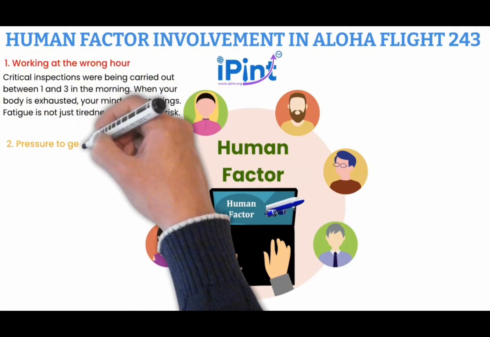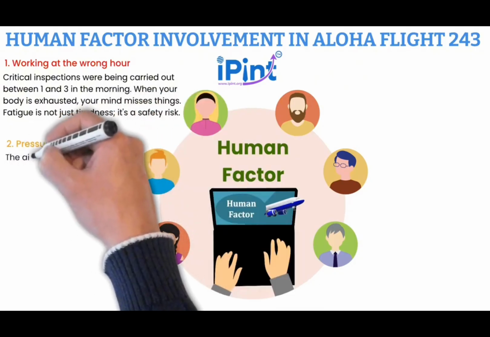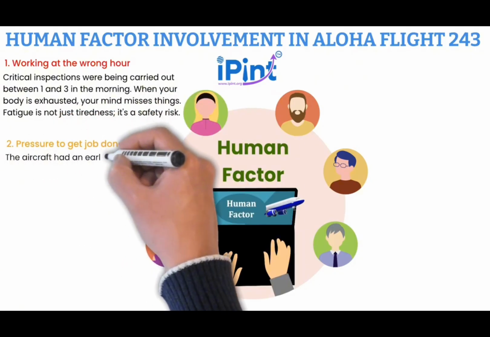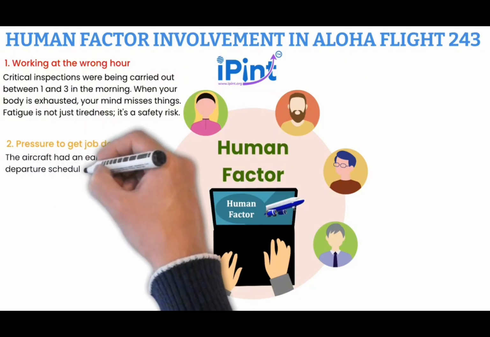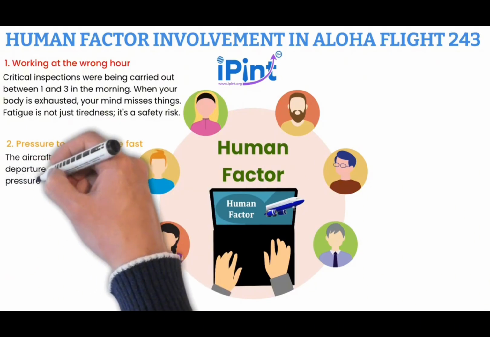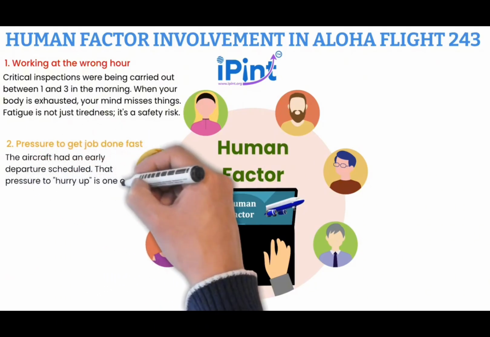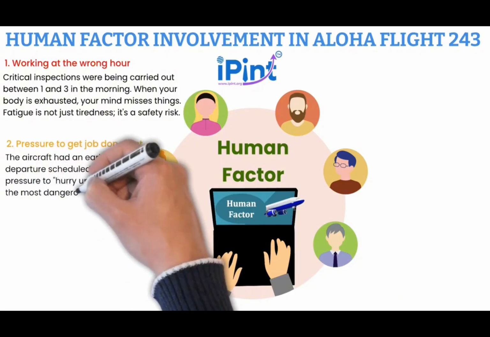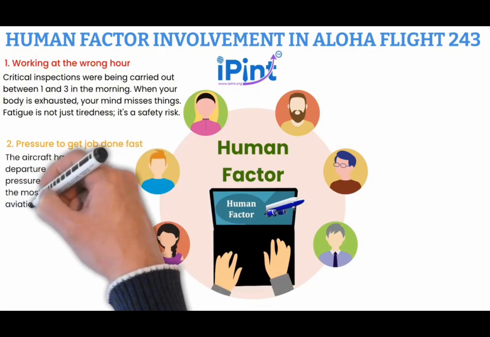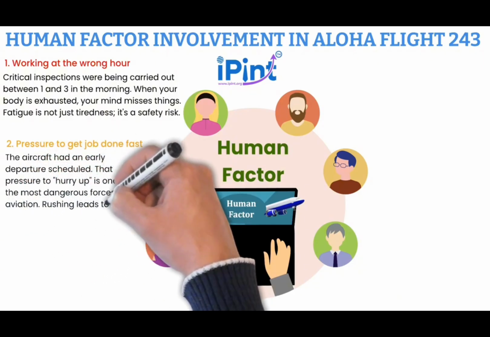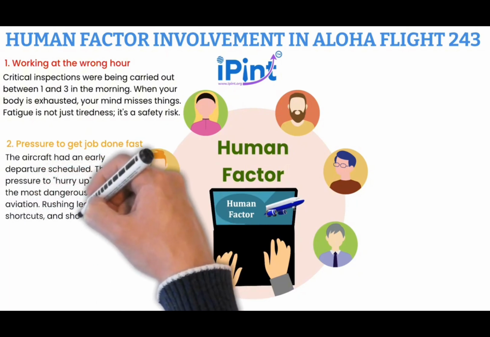Second, pressure to get the job done fast. The aircraft had an early departure scheduled, and when there's pressure to meet a deadline, corners get cut. Not always intentionally, but they do get cut. In aviation, that pressure to hurry up is one of the most dangerous forces we face.